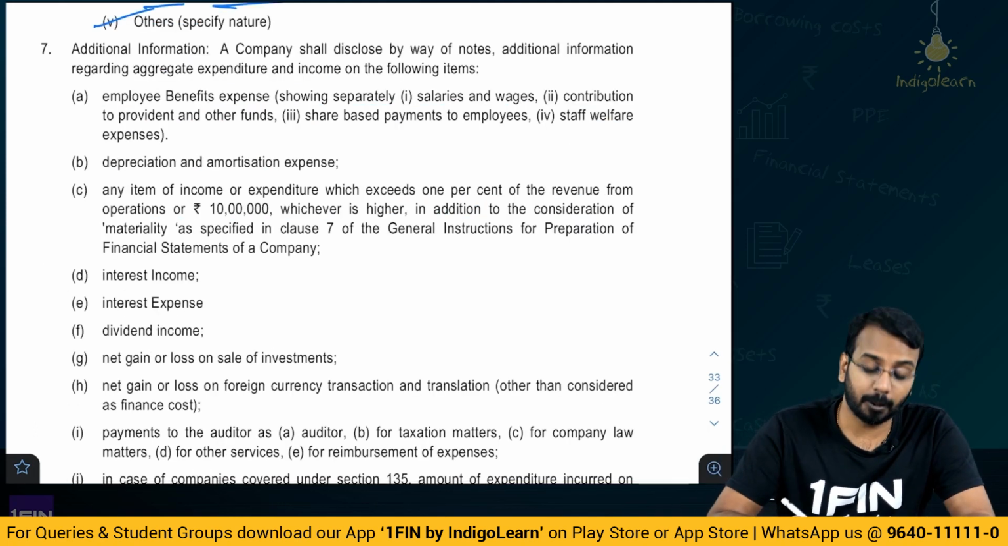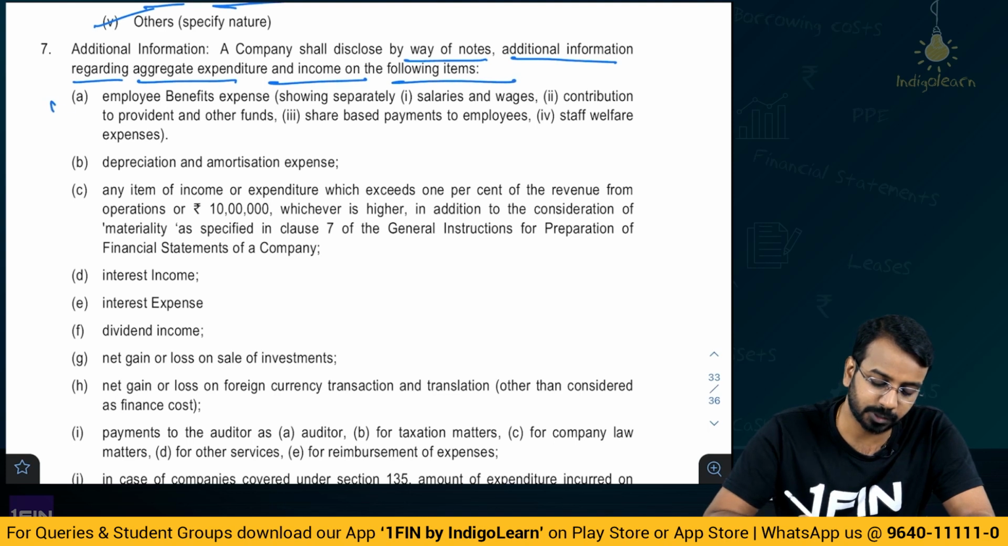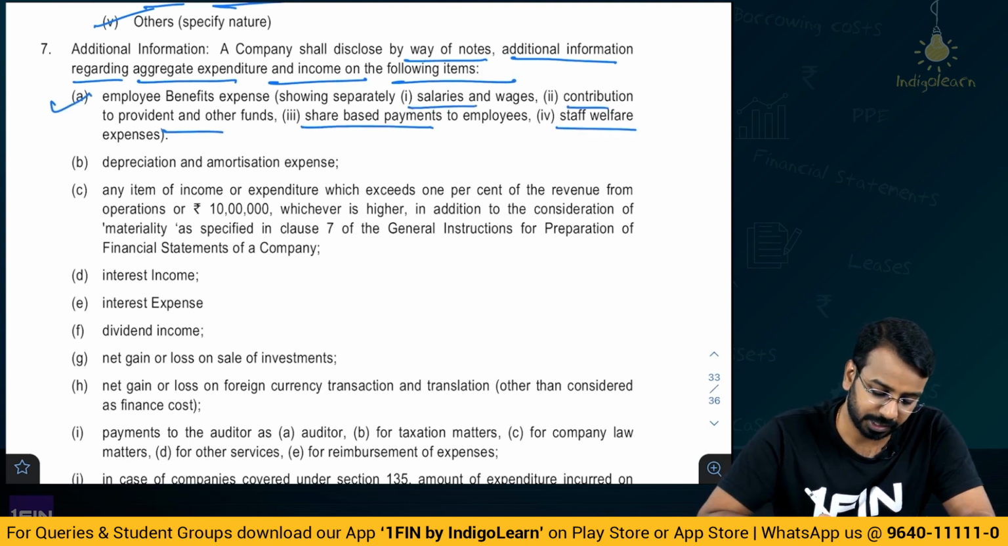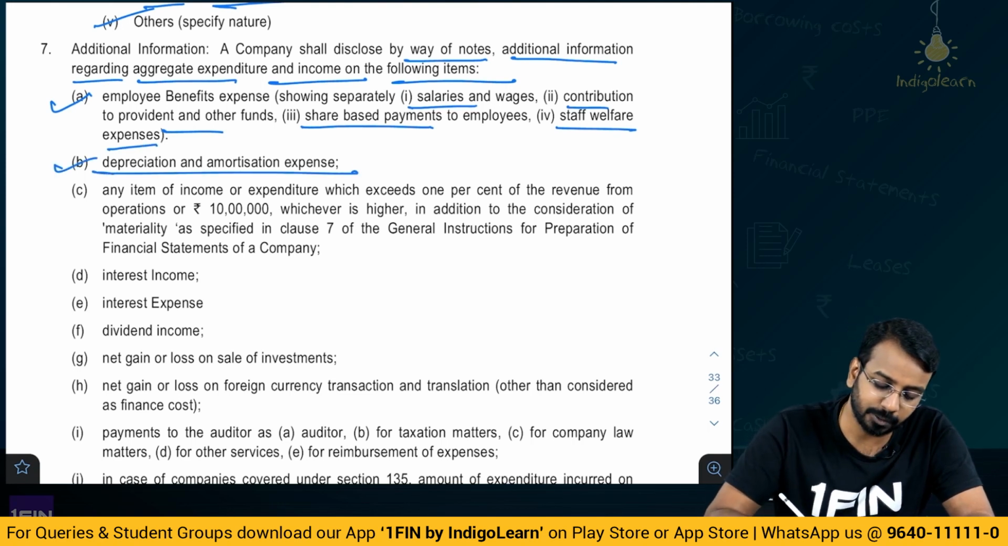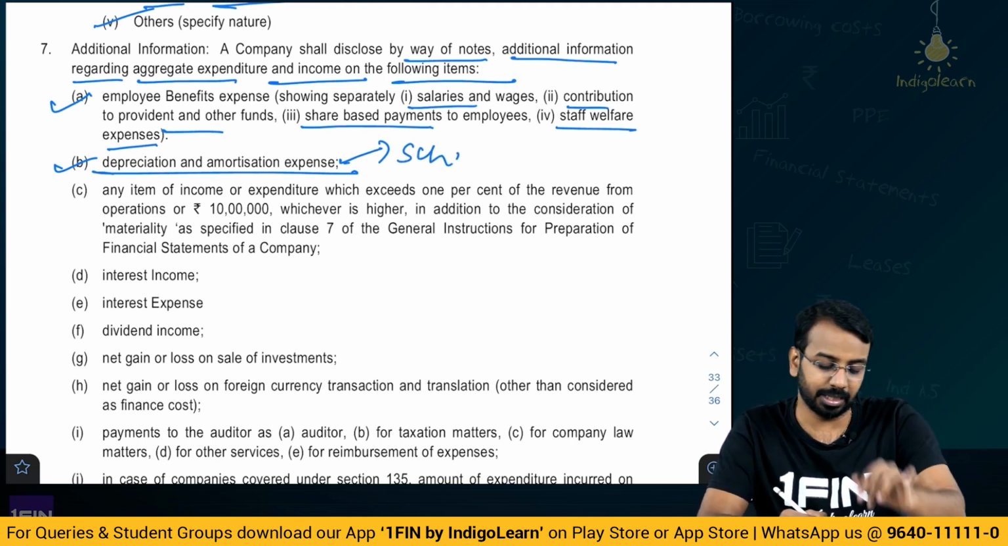Additional information: a company shall disclose by way of notes additional information regarding aggregate expenditure and income on the following items. Employee benefit expense, what is the salary, contribution to PF, share based payment, staff welfare expenses. Then depreciation and amortization expense separately. This generally is a part of a schedule which has both your balance sheet requirement and P&L requirement.